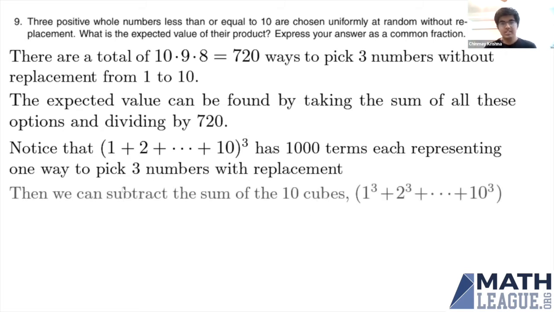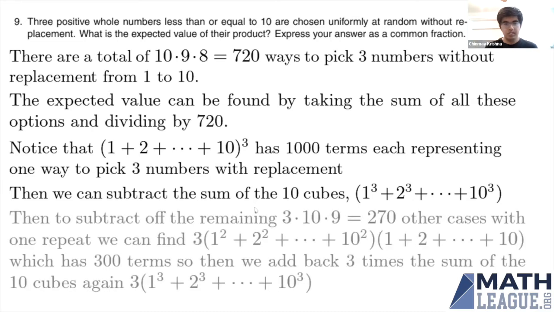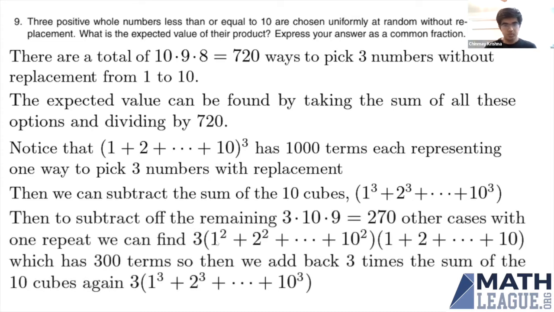So first we can subtract each of the cubes, since we don't want them in our sum. And then we can try subtracting the remaining 270 terms that have 2 of one number and 1 of another number. So we can try this product here.